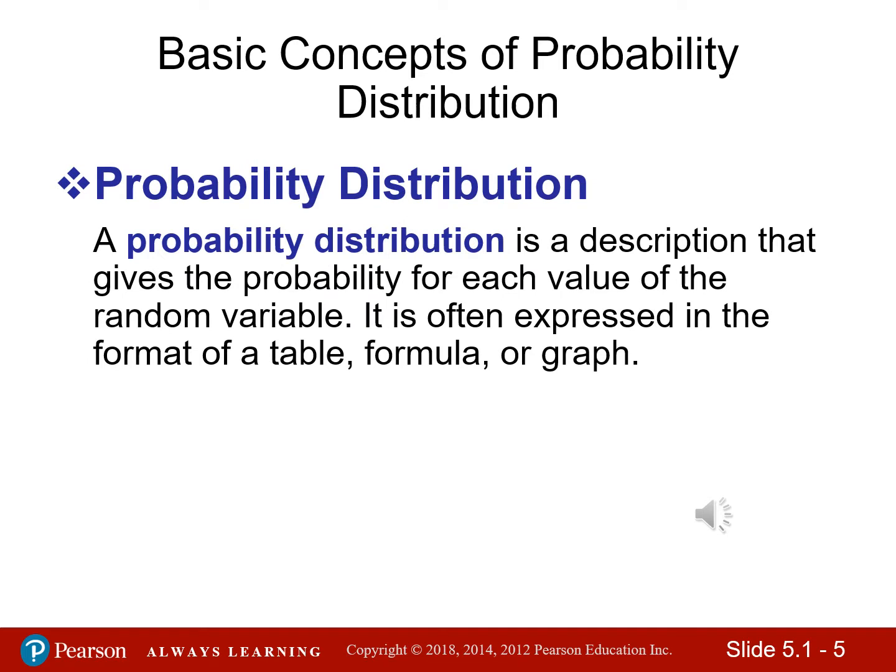A probability distribution is a description that gives the probability for each value of the random variable. It is often expressed in the format of a table, a formula, or a graph. We can also say that a probability distribution describes the dispersion of the values of a random variable.